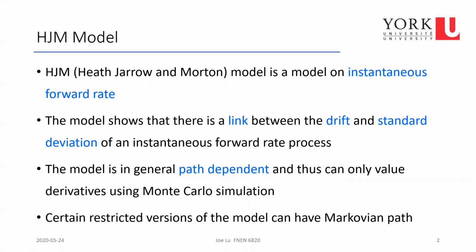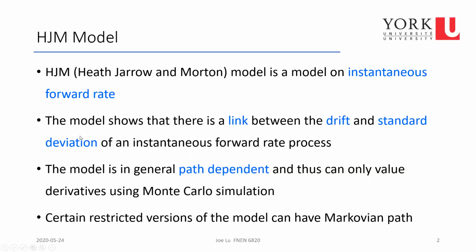The HJM model models the evolution of the entire term structure of interest rates. Actually, HJM models the entire term structure of instantaneous forward rates. So essentially, you can imagine that you take the term structure of interest rates and convert it into a term structure of instantaneous forward rates. And then HJM models the evolution of that term structure of instantaneous forward rates.